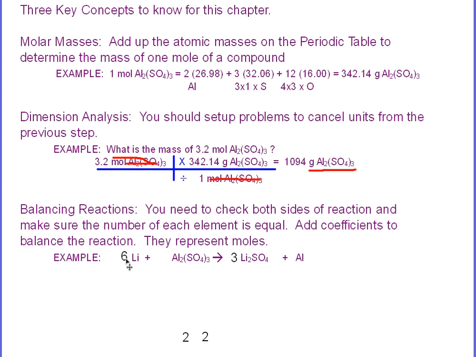And the last piece that's not quite fixed is that aluminum. There's 2 aluminums, so if I put a 2 here, I have 2 aluminums. Now when we compare the two sides of this equation, we compare the reactants, we have 6 lithiums, 3 times 2 is 6 lithiums. We have 2 aluminums, we have 2 aluminums. And we have 3 SO4s, and we have 3 SO4s. So now the two sides of the reaction are balanced.